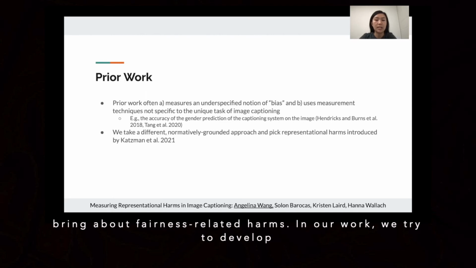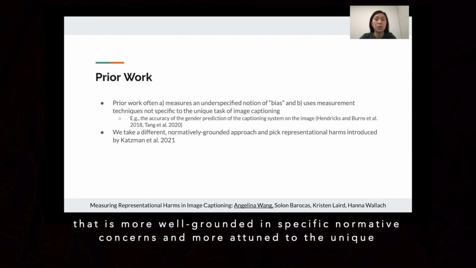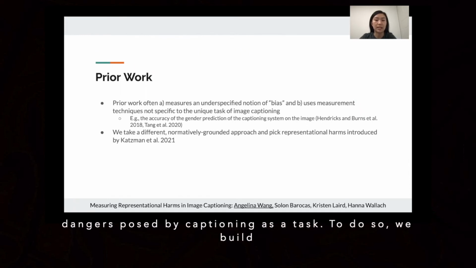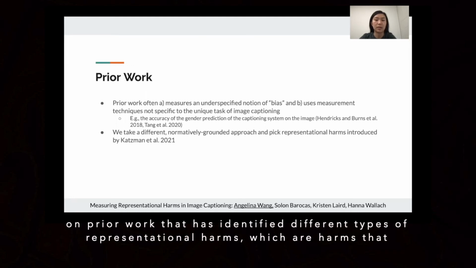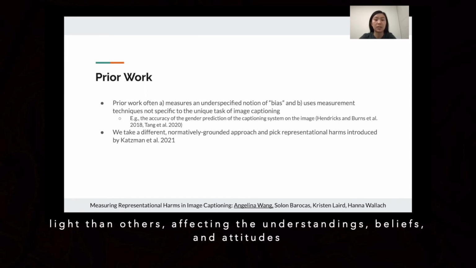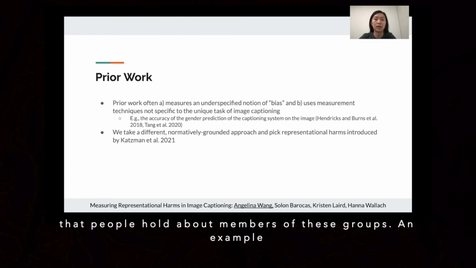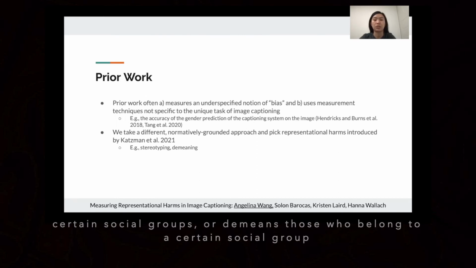In our work, we try to develop an approach to identifying the fairness-related harms of image captioning systems that is more well-grounded in specific normative concerns and more attuned to the unique dangers posed by captioning as a task. To do so, we build on prior work that has identified different types of representational harms, which are harms that machine learning systems can cause when their outputs cast certain social groups in a less favorable light than others, affecting the understandings, beliefs, and attitudes that people hold about members of these groups. An example of these harms includes when a machine learning model propagates harmful stereotypes about certain social groups or demeans those who belong to a certain social group.